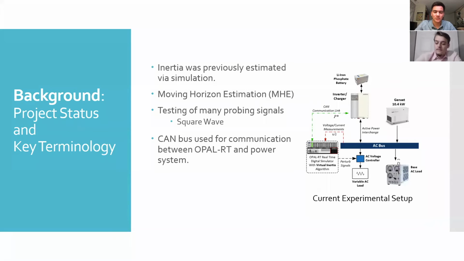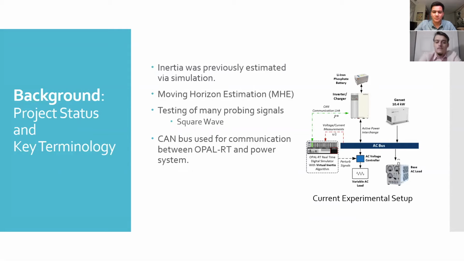So here's a little background of our project. From previous years, this inertia constant was estimated via simulation using MATLAB and Simulink, and a technique called moving horizon estimation, which I mentioned in the previous slide. This moving horizon estimation, or MHE, is defined as an optimization approach that takes numerous measurements over time, including noise, and using those measurements estimates an unknown parameter. So in this case, that would be the inertia constant.